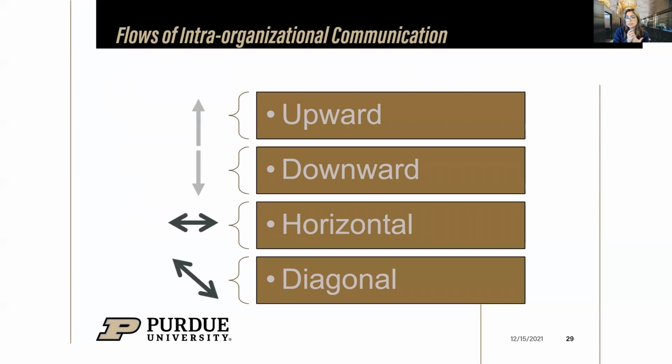Now, within an organization, the flows of intra-organizational communications can be in various different directions. You see all these arrows on the slide. There is an upward flow. The purpose of the upward communication flow is to provide managers with information to make decisions, identify the problem areas, and collect data for performance assessments, determine the staff morale, and reveal employees' thoughts and feelings about the organization.